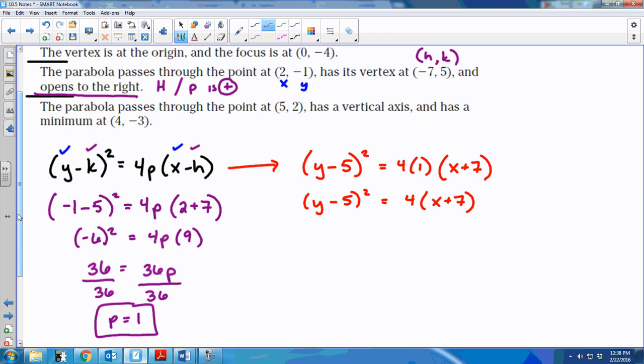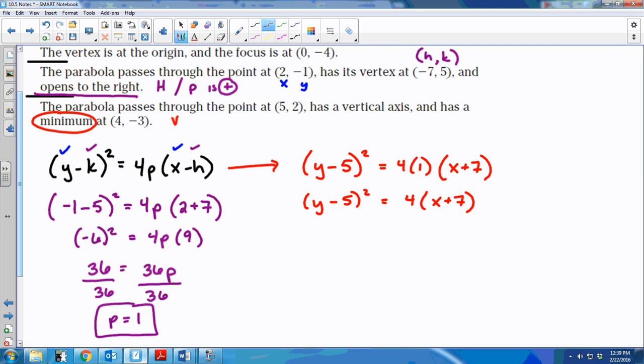On the last one, I want you to do the last one because it's very similar to the one I just picked out and did. But just some vocabulary issues real fast. Things to learn in Algebra 2. The last one says the parabola passes through the point at 5, 2, has a vertical axis, and has a minimum at 4, negative 3. What does the word minimum mean in this context? It's the lowest point. It's the vertex, and it's the lowest point.